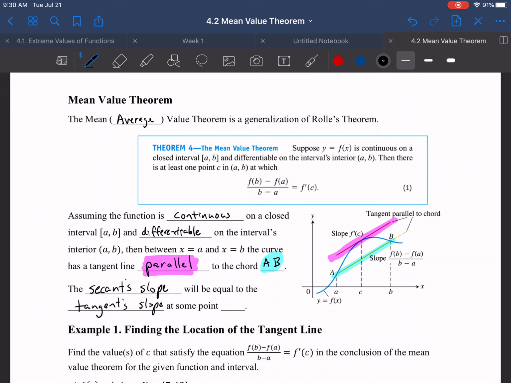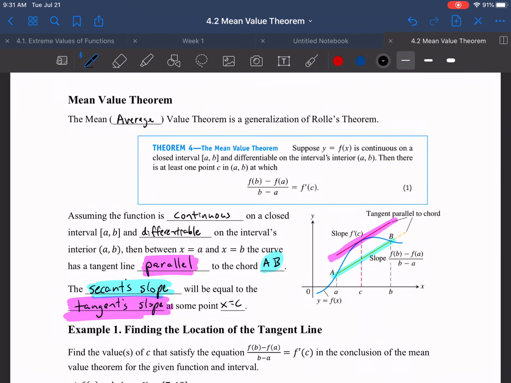At some point x equals c. And I guess I can color code these two as well. So the secant is, what did I make that? I did this color for the secant. This is the secant, right? And this is the tangent. Okay?